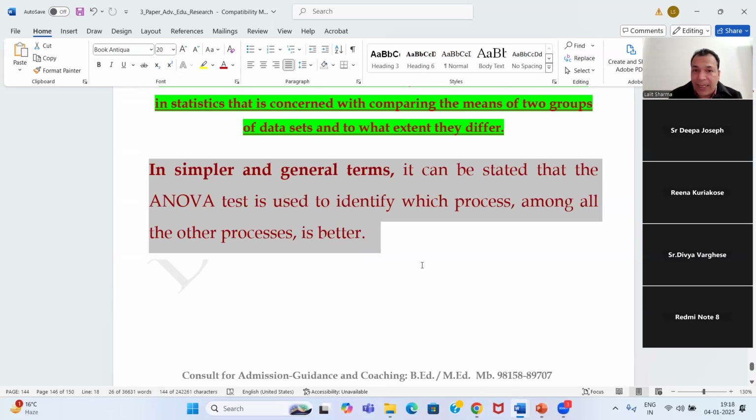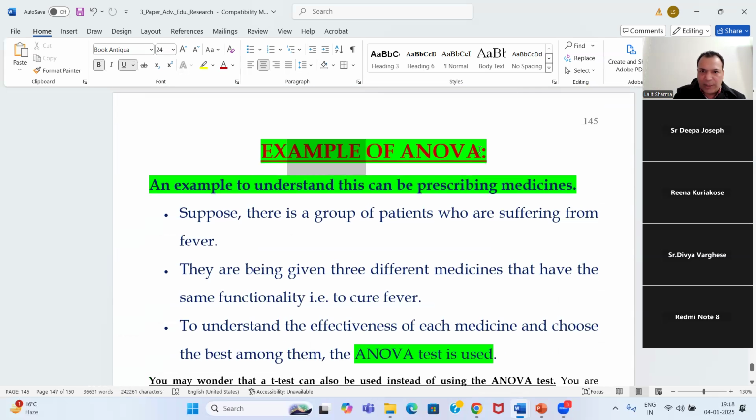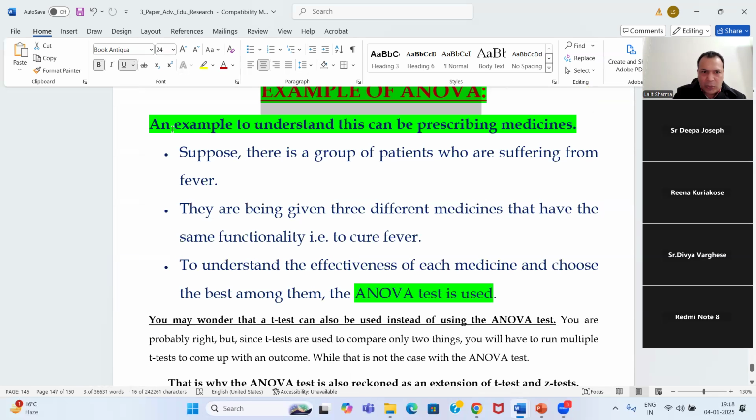Okay, अब देखो, एग्जांपल है ना? Every topic I have explained to you with the help of an example. ANOVA भी with the help of an example I discussed with you, understood by you, right? ANOVA का ये देखो example. अब ये देखो, an example to understand this can be prescribing medicine.